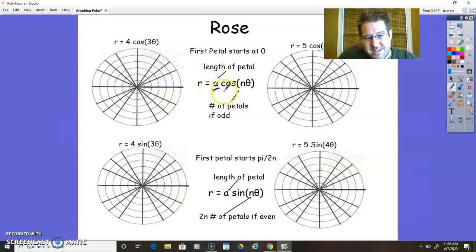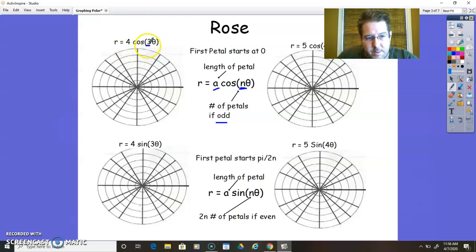The length of the petal is A, so that's going to tell you how long the petal is, and obviously it's called a rose graph because it looks like a flower. So it makes sense, and they call them petals. For the number of petals, if it's odd, this number that's being multiplied by the angle, like a double angle, like when we did that in the trig unit. In this case, it's a triple angle. So we have 4 times cosine of triple angle, so that's an odd number, which tells me that there's going to be 3 petals.